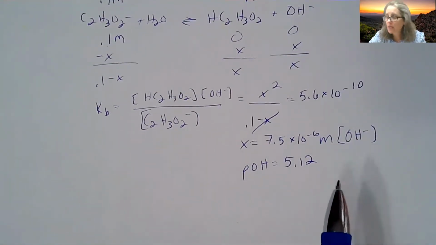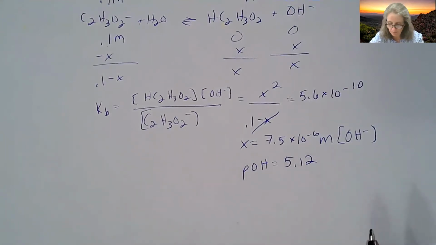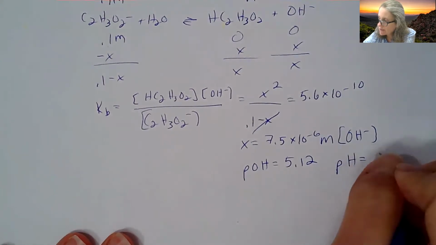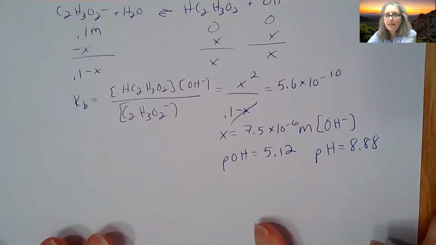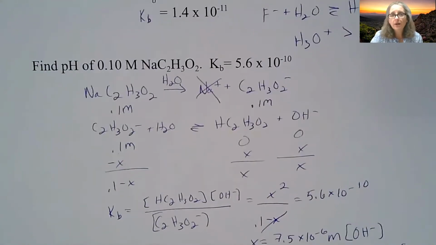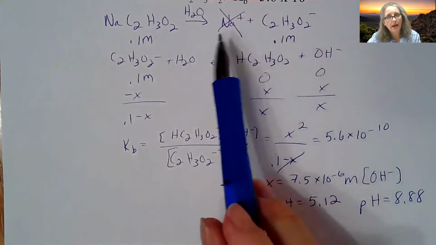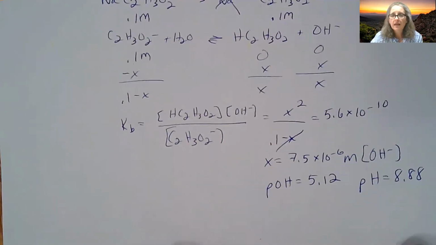Again, your brain should be going, this can't be my pH because I'm producing OH. So this is too low of a pH for a basic solution. So I subtract that from 14 and my pH comes out to be about 8.88. And again, rounding issues aside, okay? So again, the trickiest part with these kinds of calculations is recognizing what is taking place. So again, I think you could write out all of this and see what you got, okay?